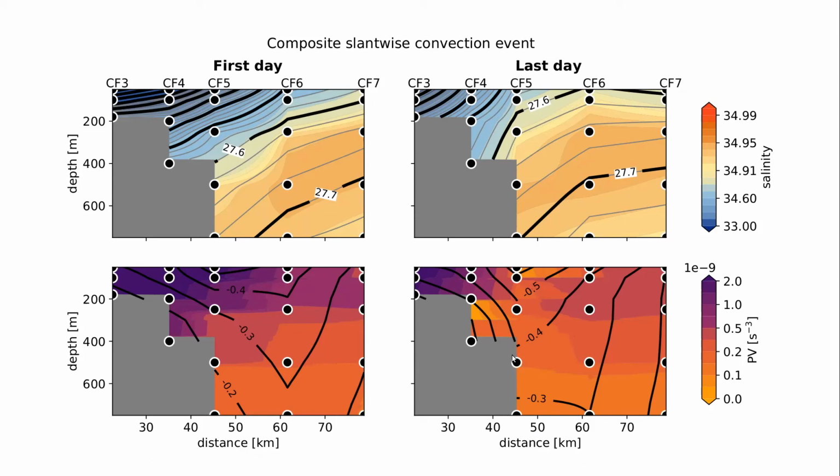And remember that the Ekman buoyancy forcing was pretty low out here at CF6 and 7. It was strongest here at CF4 and CF5. So we'd expect this effect to be biggest right around here based on the forcing as well.